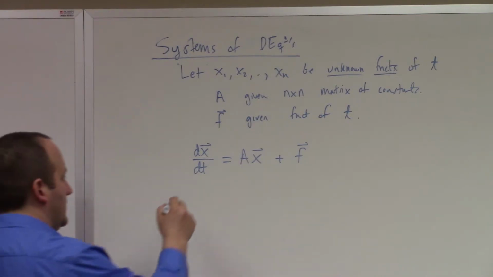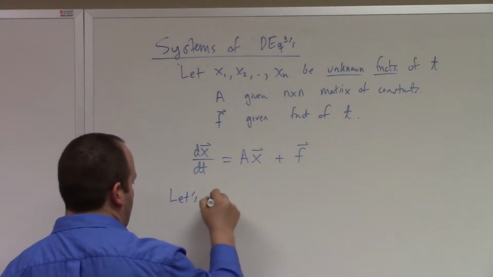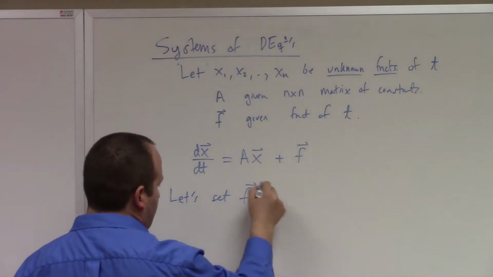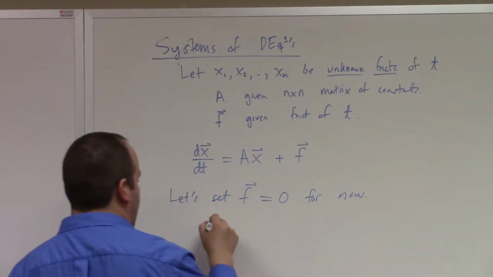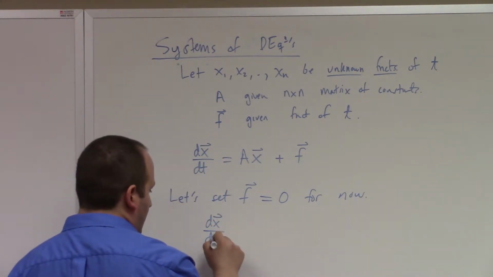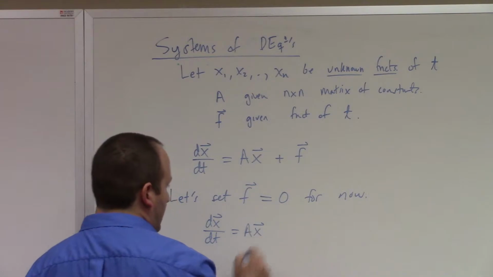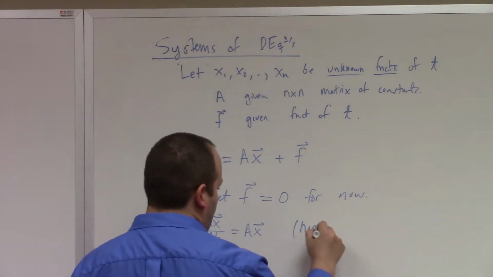Now, let's set F equal to 0 for now. So if we have dx/dt equals Ax, then this is the homogeneous problem, right?